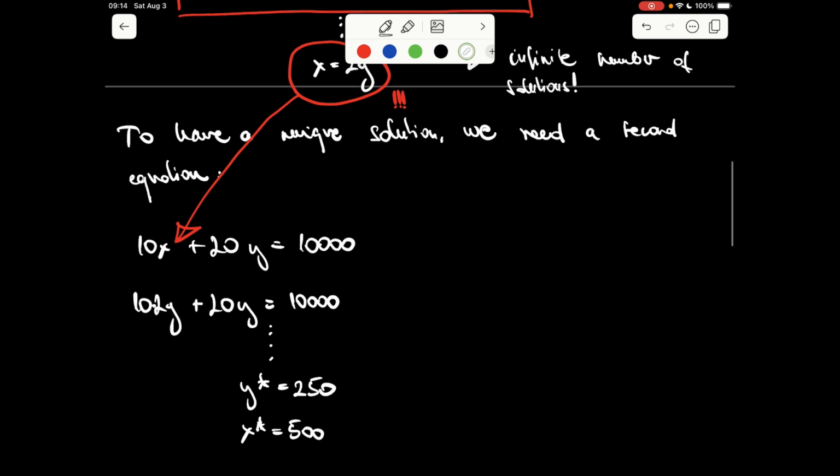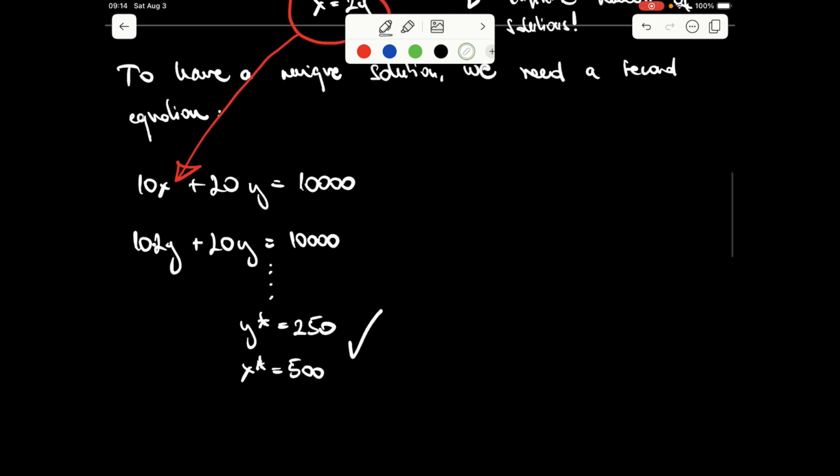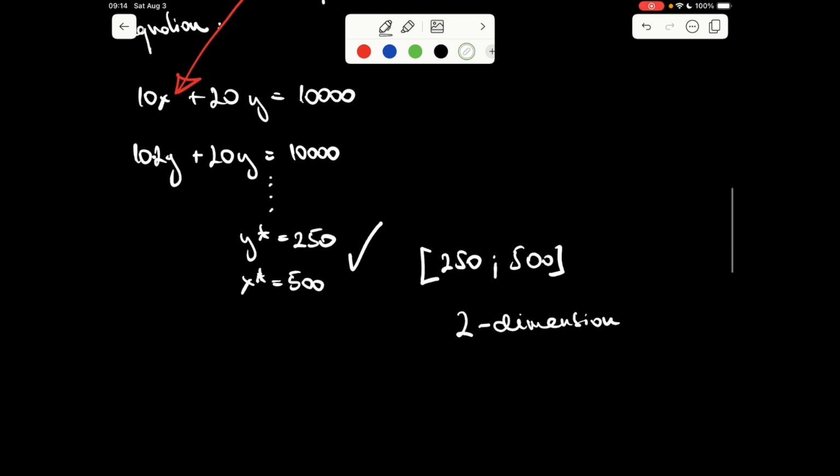So this is the complete solution to the most elementary optimization problem in economics ever. You can see the optimum solution is a two-element vector. So we found the optimum solution in the two-dimension Euclidean space. That's all.